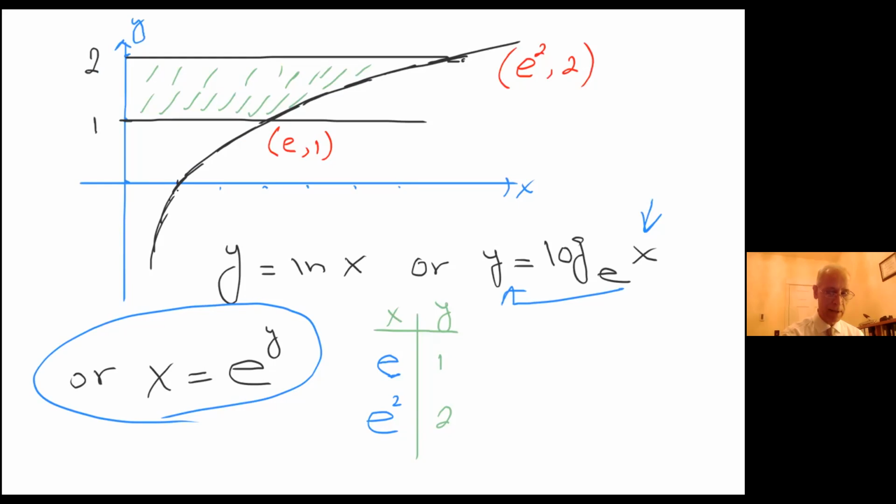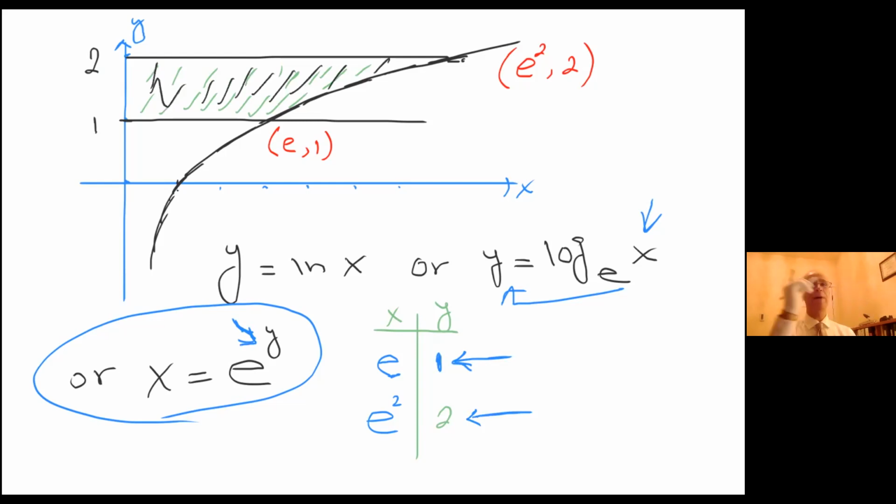Notice that if I choose 1 for y and plug it in, I get x equals e, because e to the 1 is e. When I choose y to be 2 and plug it in here, I get e squared. So I know the points of intersection are (e, 1) and (e squared, 2). All right, and so this is the region right here that we are going to be rotating about the y-axis.